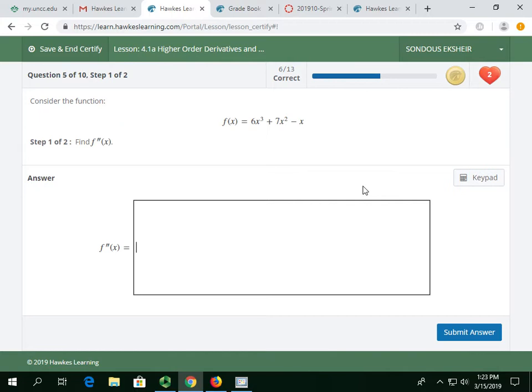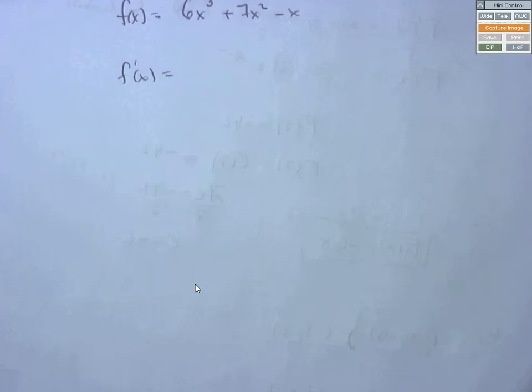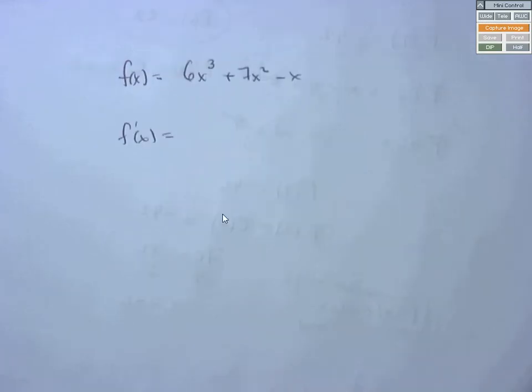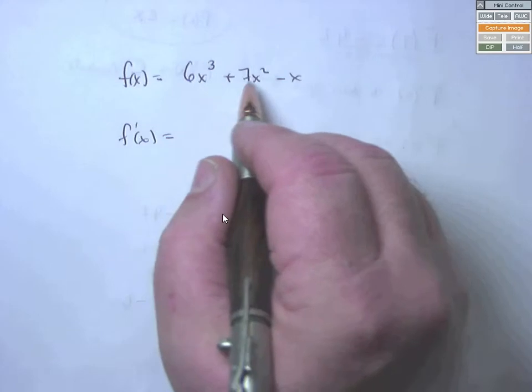So here's another problem. It says, consider the function, and let me write it down over here. f of x is equal to 6x cubed plus 7x squared minus x. The first question asked you, find f double prime of x. Find the second derivative. Well, to be able to find the second derivative, you've got to go through the first derivative. So let me come over here to my little scrap sheet of paper. Here's my function.